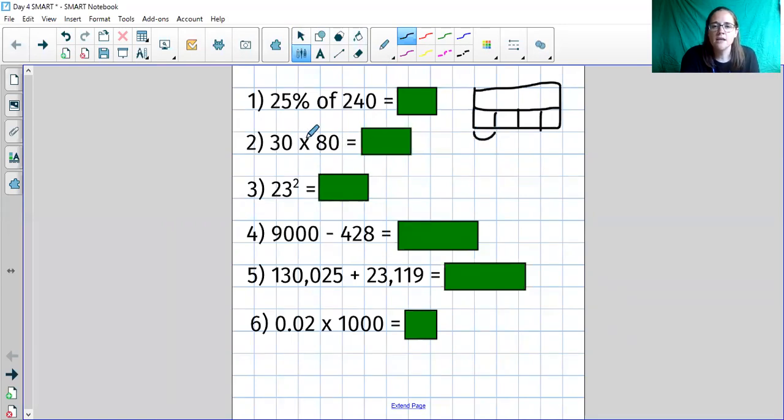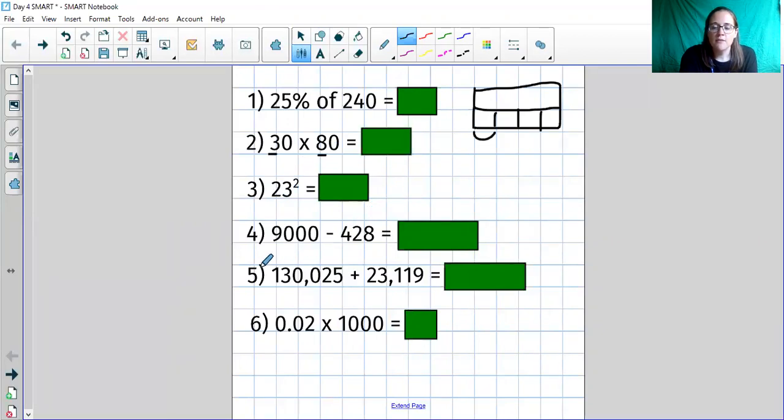30 times 80, my top tip is to spot the single digit multiplication. Number 3 says 23 squared, and you might think, well, I don't know what 23 squared is, but remember it just means 23 multiplied by 23, and you know that you can use long multiplication to solve that. Number 4 is going to be a column subtraction, or you might be able to do that mentally by subtracting 400, subtracting 20, and then subtracting 8.